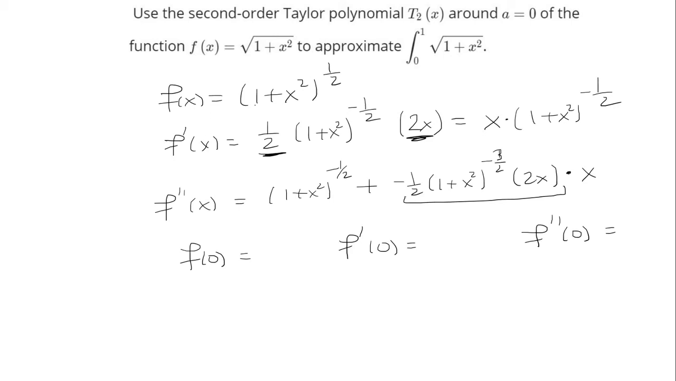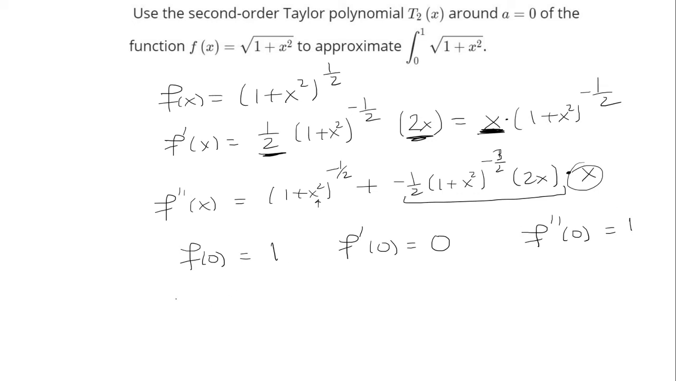So if I plug in x equals 0 in for f of x, I get the square root of 1 really, which is just 1. If I plug it into f prime, notice that f prime has a factor of x. So that's just going to be 0 times something else, which is just 0. And then if I plug in the second derivative, the second term has a factor of x. So that's going to be 0. And so I'm only going to plug it into the first term to get 1 to the negative 1/2 power, which is just 1.